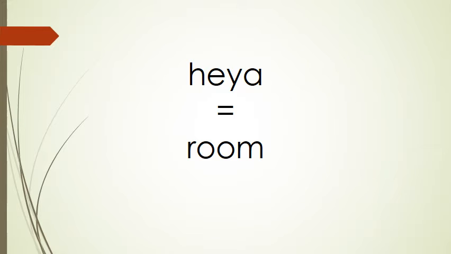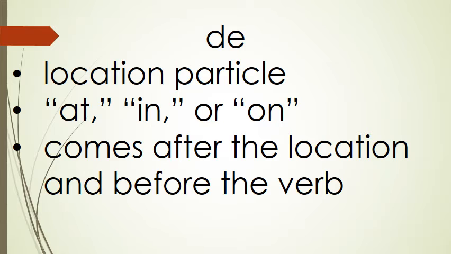And to be clear, heya means room, and de we can think of as our location particle. We use this particle to state the location where something happens. If we were to translate it into English, we could think of it as serving the same role as the prepositions at, in, or on. When it comes to its placement in a sentence, we place it after the location where something takes place and before the verb in the sentence.